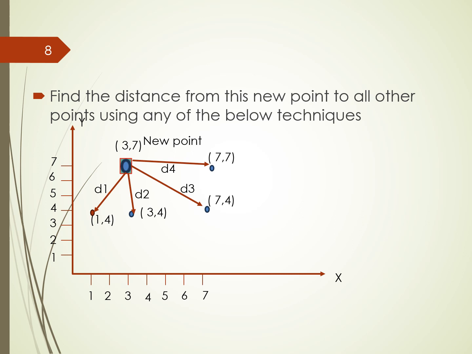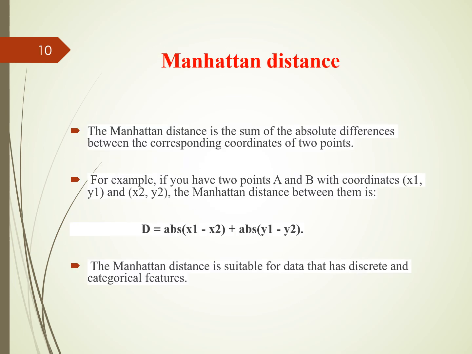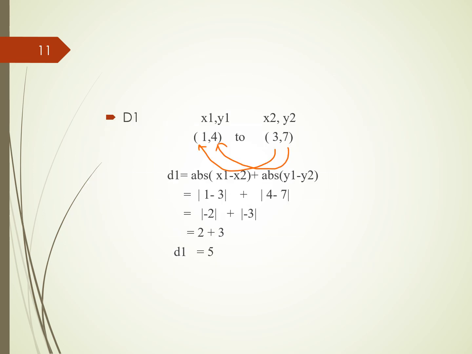Now we are going to find the distance between these two coordinate points by using the techniques. What are the techniques? There are many methods: Euclidean distance, Manhattan distance, Minkowski distance, and Hamming distance. Now we are going to use Manhattan distance. What is Manhattan distance? Distance is equal to the absolute value of x1 minus x2 plus the absolute value of y1 minus y2. This is the formula to find the distance between two coordinate points. Let us find the distance of all D1, D2, D3, D4 by using that formula.